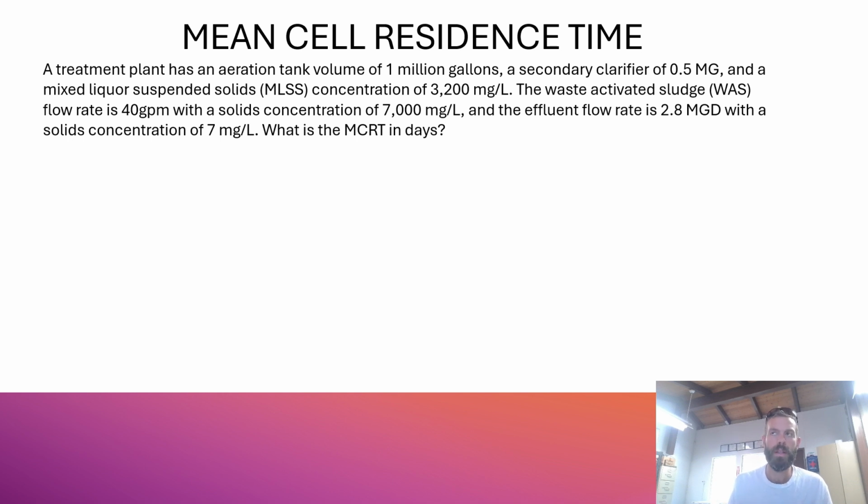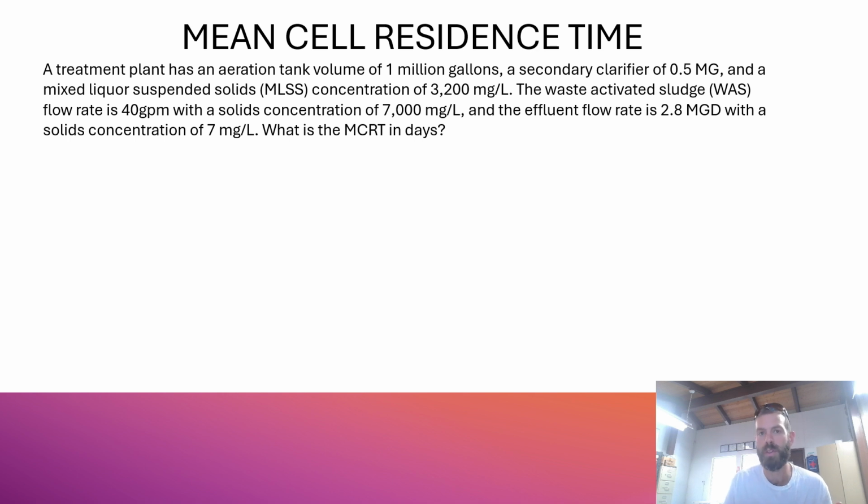So, getting to the MCRT and what it is and why it's important. It is probably the most important process control equation we do in activated sludge. It kind of tells us how old our sludge is, but it's not sludge age. It tells us how long a microorganism in theory has stayed in the secondary system. And we use this number to tell us what we're doing in activated sludge.